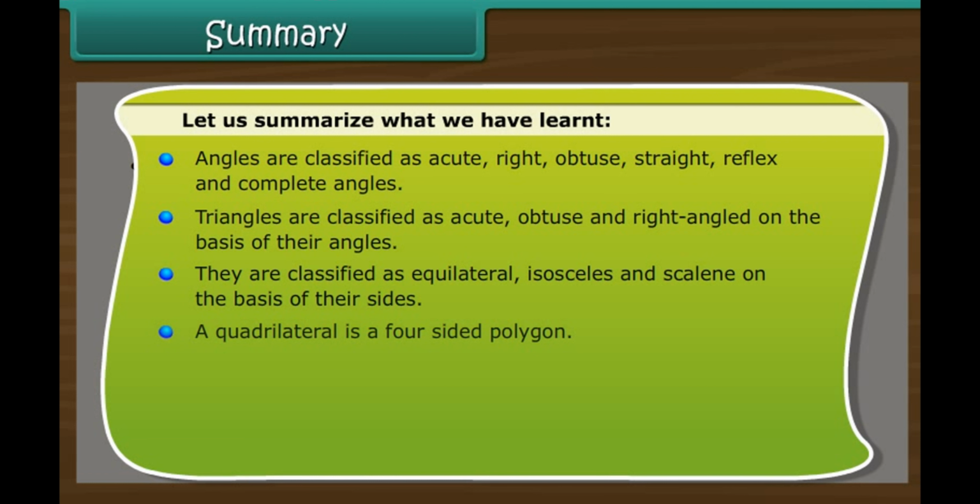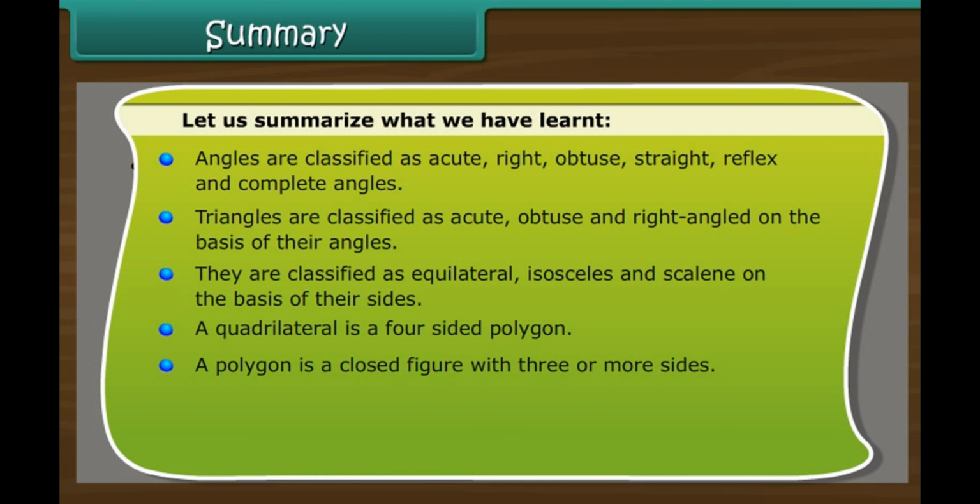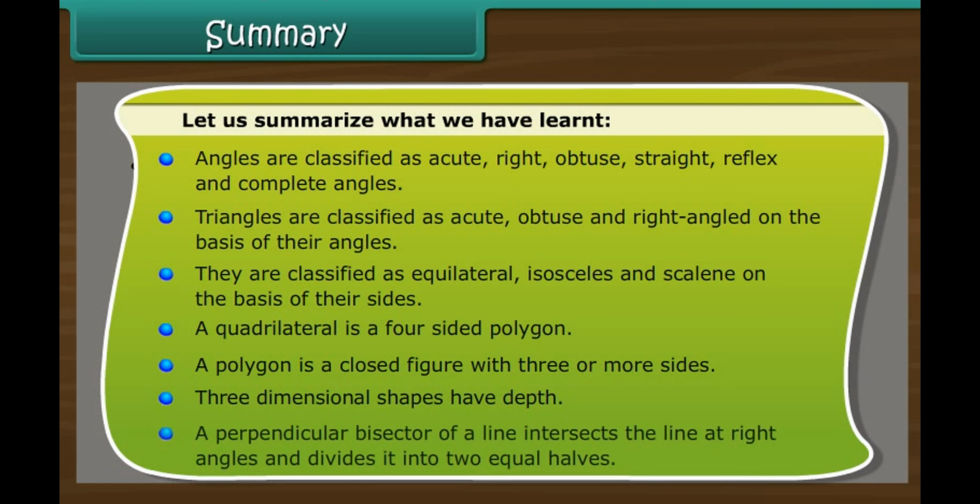A quadrilateral is a 4-sided polygon. A polygon is a closed figure with 3 or more sides. Three-dimensional shapes have depth. A perpendicular bisector of a line intersects the line at right angles and divides it into 2 equal halves.